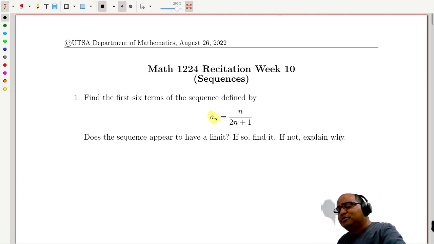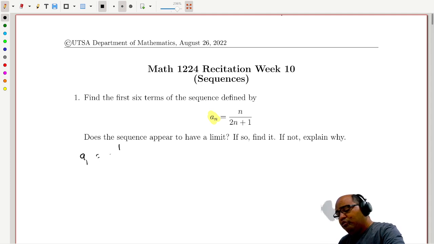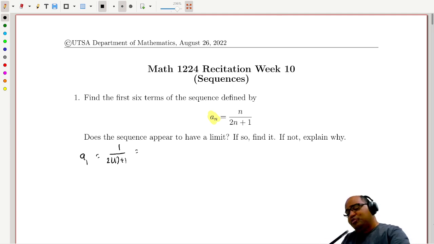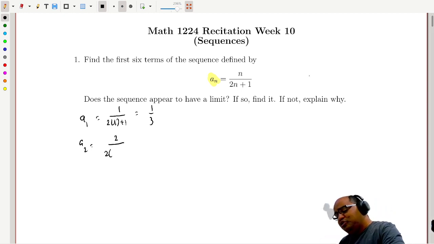So let's go ahead and figure out what the first 6 terms are. That's just the first part of our question here. If I want, say, a1, we're just going to plug in n equals 1 into our rule. So we have 1 over 2 times 1 plus 1. 2 times 1 is 2, plus 1 is 3, so the first term is 1/3. Now what's next? Well, a2, our second term. Now we're going to plug in n equals 2. It's just a function. That's all it is. So 2 over 2 times 2 plus 1, which is 2 over 5.